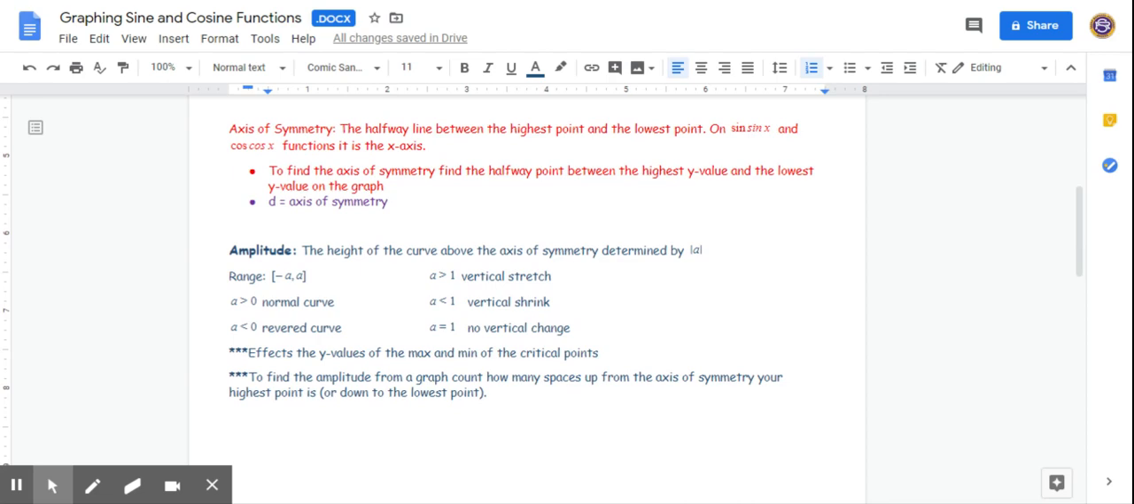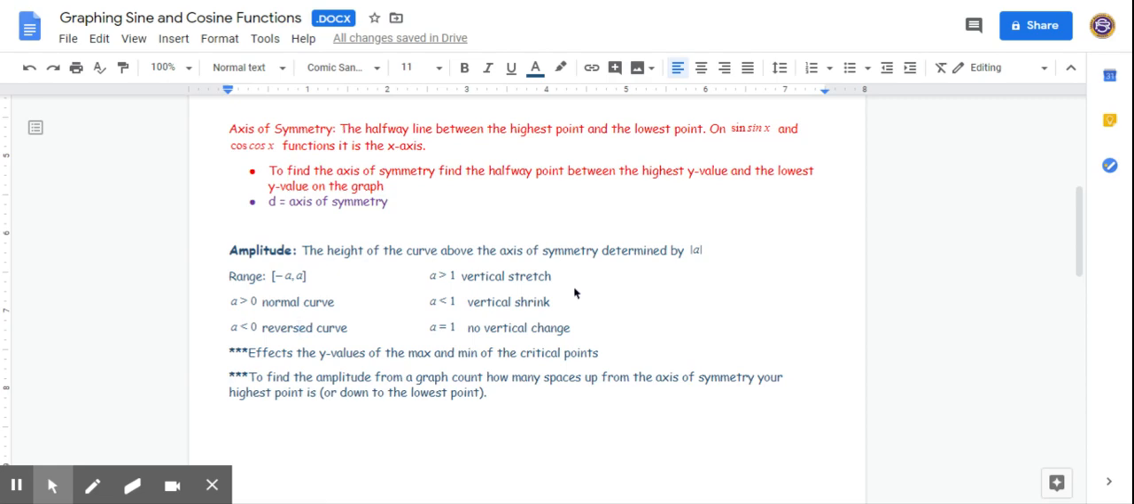If A is positive, which it always should be, it's a normal curve, but if you have a negative, let's say it was -2, then that would mean it's a reversed curve. Now, if A is greater than 1, that is going to vertically stretch your graph up. If it is less than 1, it is going to shrink it. And if it equals 1, that means there's no change. So depending on your height, you'll either be stretching your graph up or stretching it down.